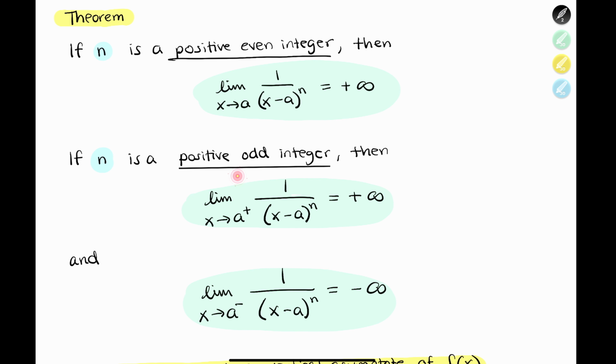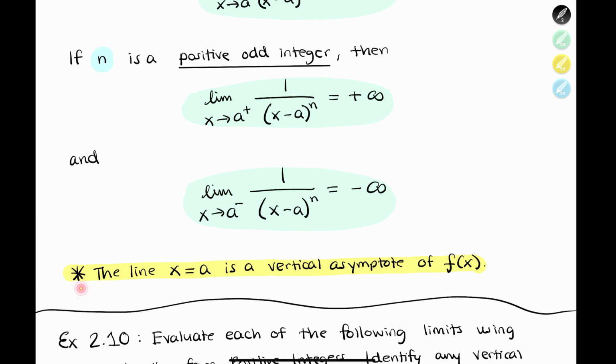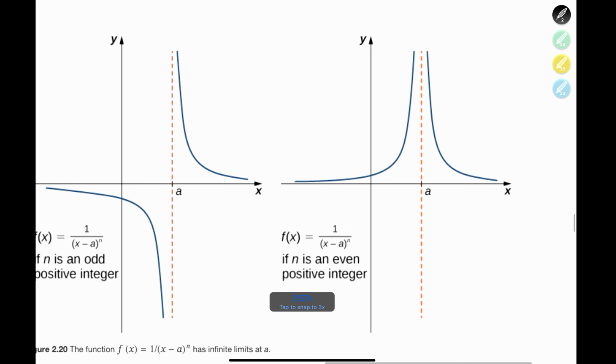If n is a positive odd integer, then the limit as x approaches a from the right-hand side of 1 over (x minus a) to the power of n is positive infinity, and the limit as x approaches a from the left-hand side is negative infinity. A quick note: the line x is equal to a is a vertical asymptote of f of x, like in these two cases over here, this is the line x is equal to a, and this is also the line x is equal to a.